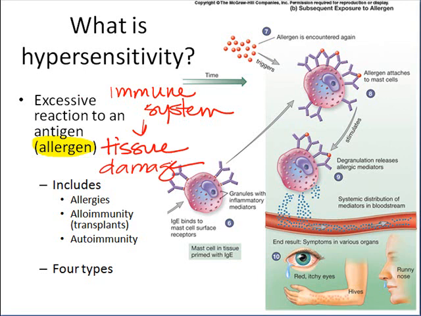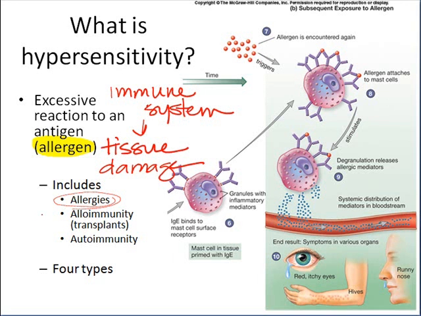And there are a number of different examples of hypersensitivity. The one most of you are familiar with is allergies. Allergies can be very mild, like having a hay fever allergy or whatever, or they can be very severe. Some people, for example, are so allergic to bee venom that if they're stung by a bee, they can go into anaphylactic shock and die.